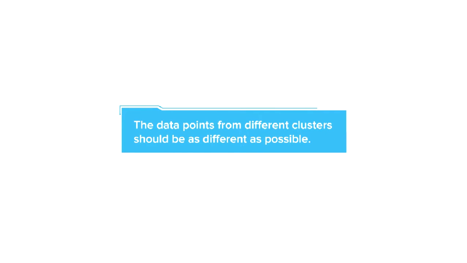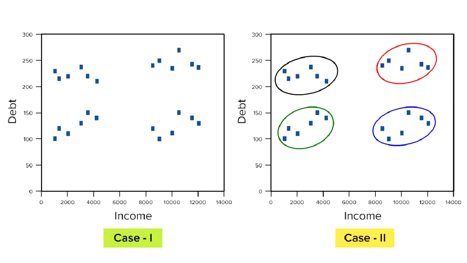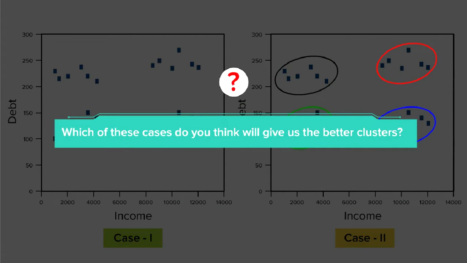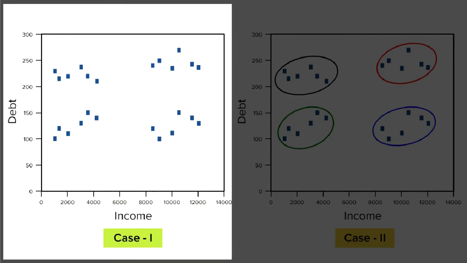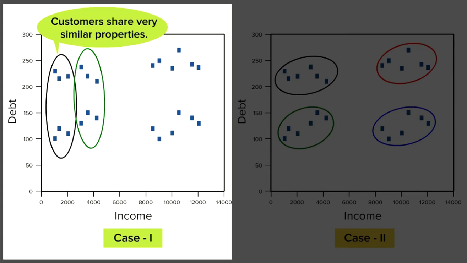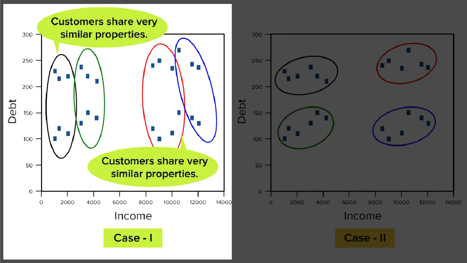The second property of clusters is that the data points from different clusters should be as different as possible. To understand this, let's go back to our customer segmentation example. Which of these cases do you think will give us the better clusters? If you look at case 1, the black and green clusters are very close to each other, and hence the properties of the customers in these two segments are very similar to each other. Similarly, the clusters red and blue are also very close to each other and hence share very similar properties.